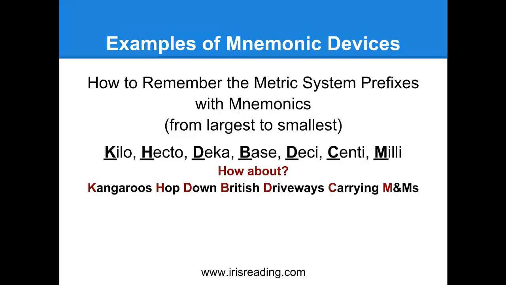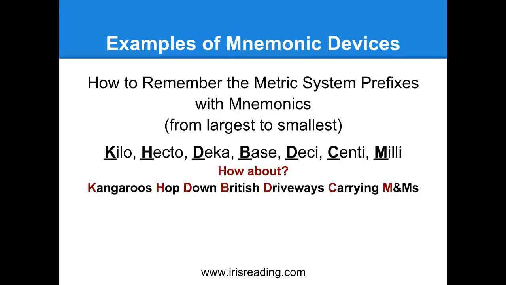This is an example of the type of mnemonic device they call an acrostic. Think of acrostic as a cross. You're going across the line and you're taking the first letter of each thing that you need to remember and turning it into some kind of a sentence. So this is one example, but let's say you don't like kangaroos hop down British driveways carrying M&Ms. Well, there's other ways to do this. You can come up with another crazy sentence.